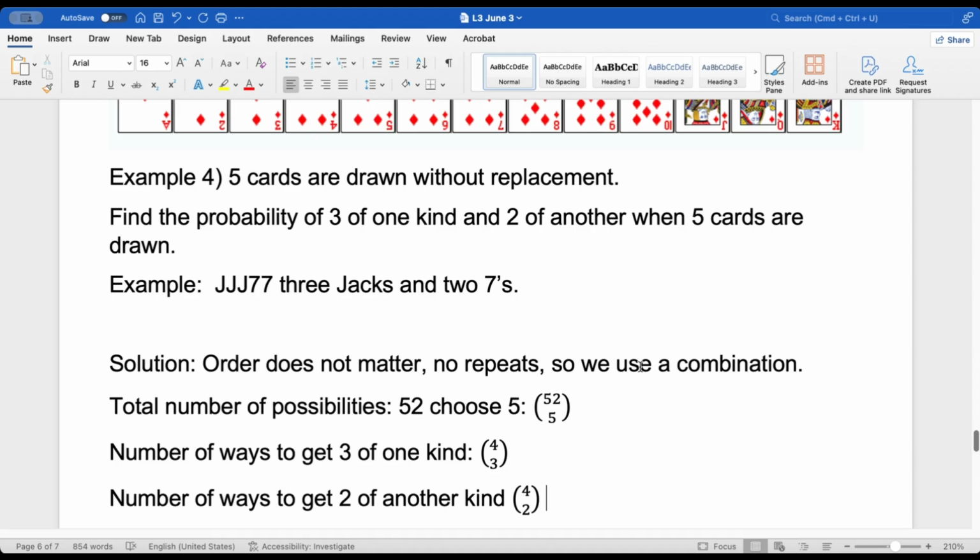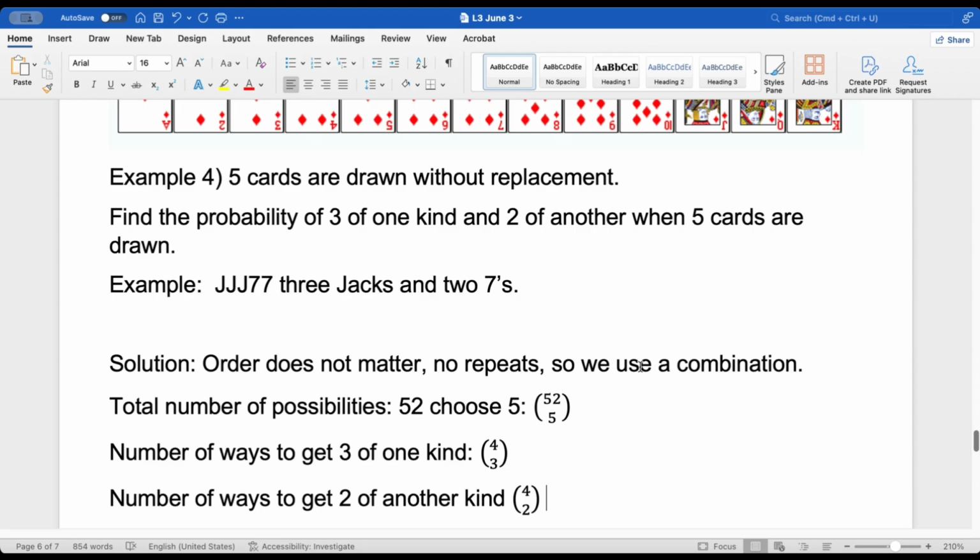So that takes care of the setup once you've fixed the values you want for the repeated cards. The 3 of a kind is going to have one value, and then the 2 of another is going to have a different value. So now we have to run through all the possibilities here. It doesn't have to be jack and 7. So how many possibilities are there?